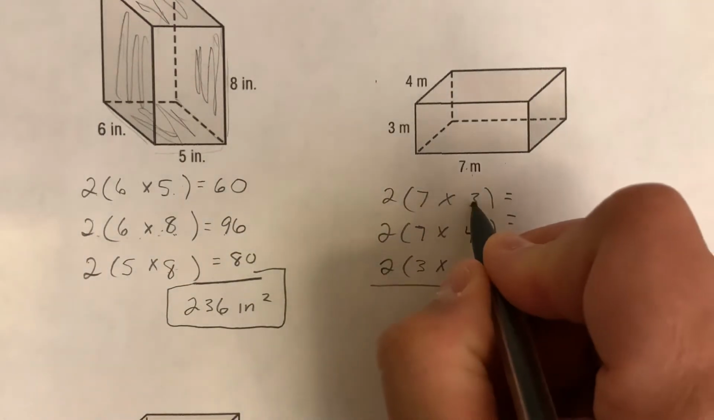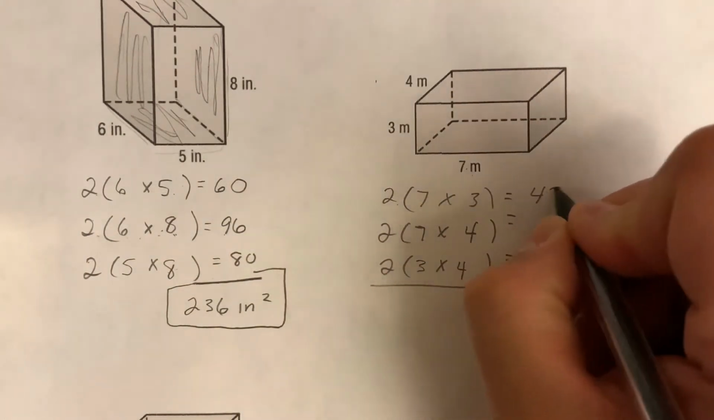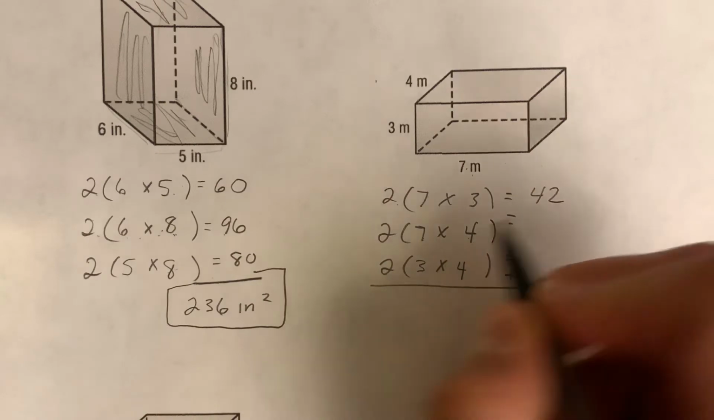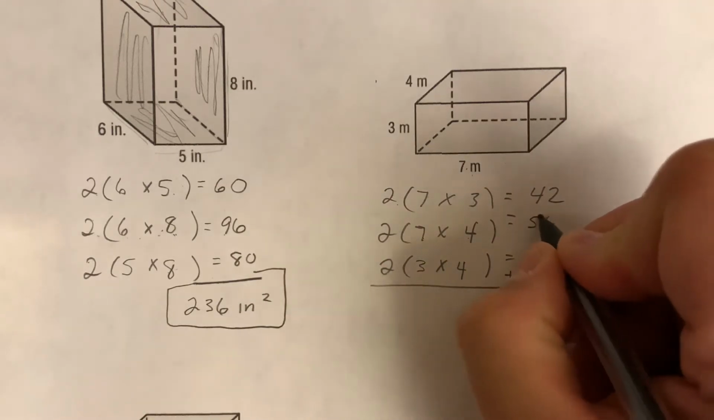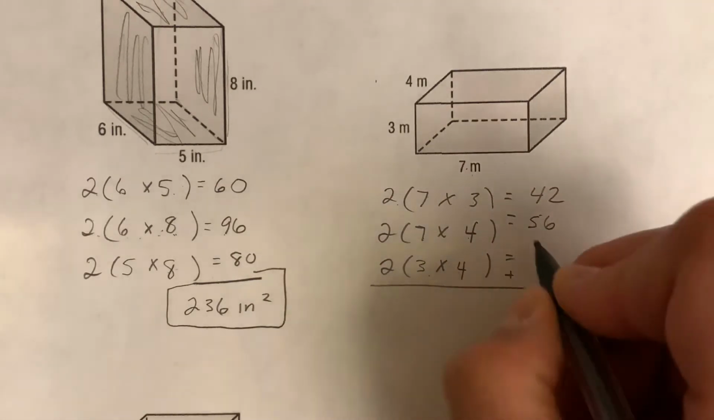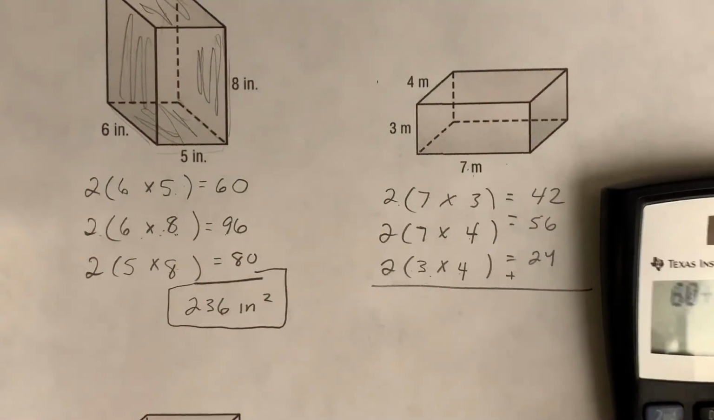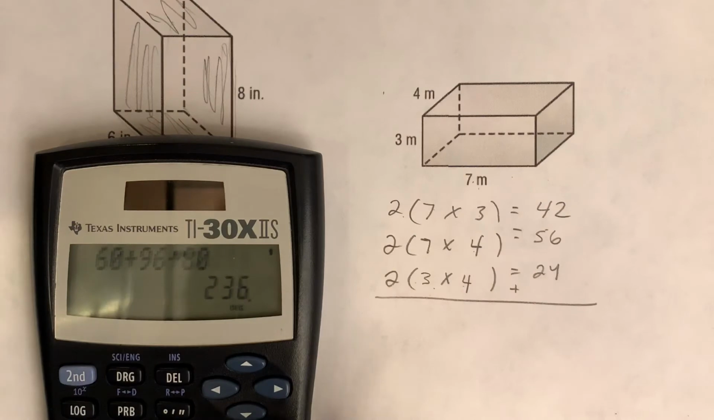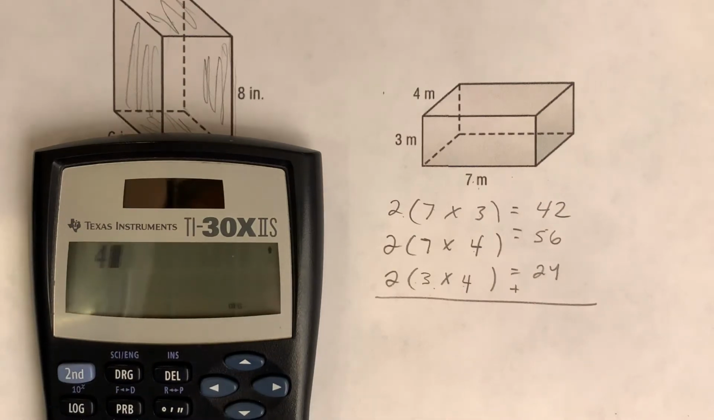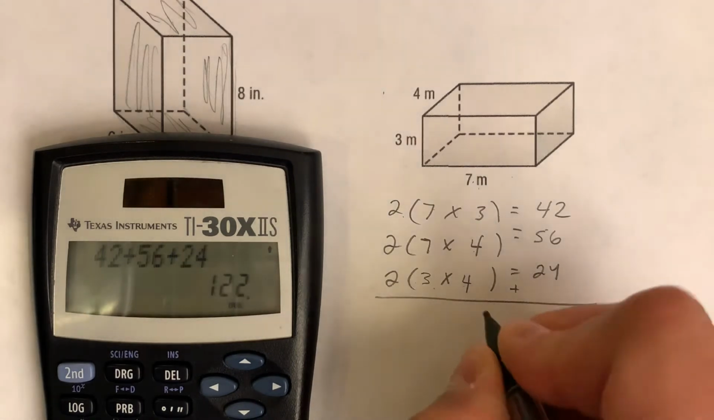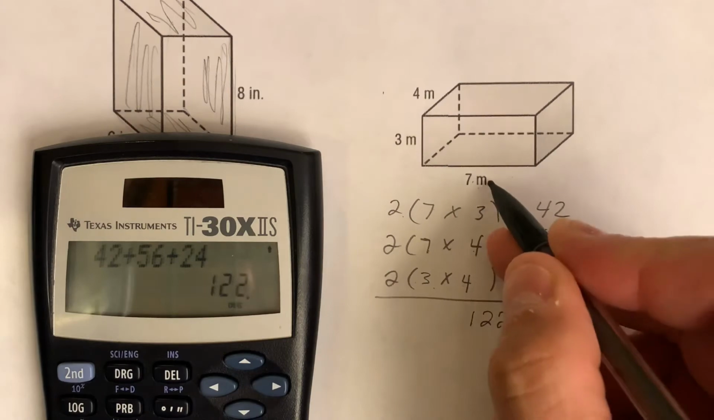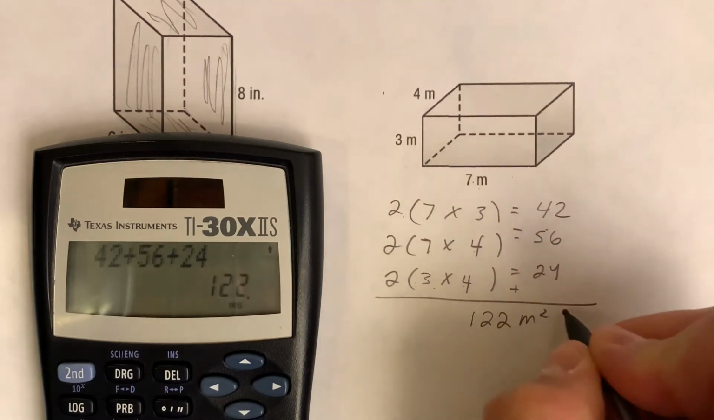So 7 times 3 is 21, times 2 is 42. 7 times 4 is 28, times 2 is 56. 3 times 4 is 12, times 2 is 24. Let's add them together. And over on this side, 42 plus 56 plus 24 is 122, and it's going to be in meters squared.